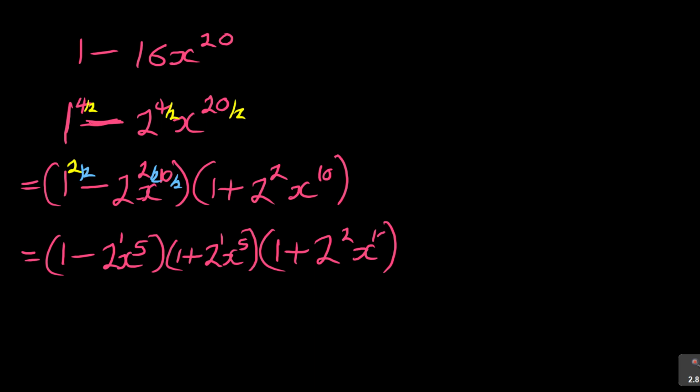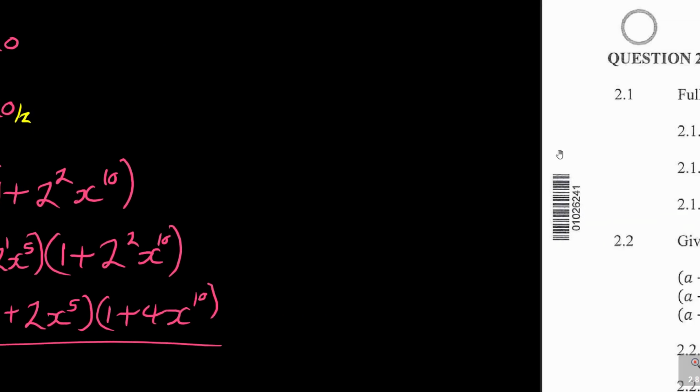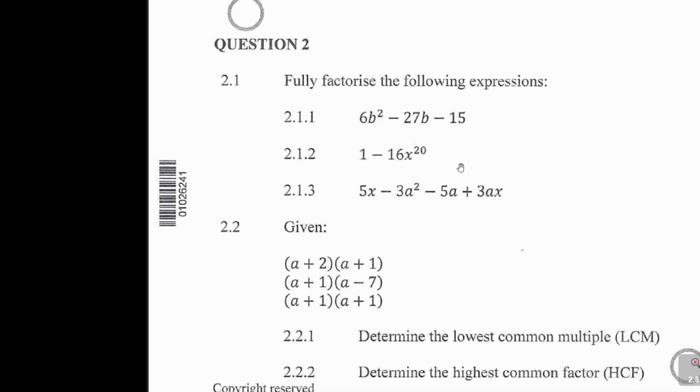This was the one that we left with the plus. Then that's the end. You simplify this: 1 minus 2x to the power 5, and then 1 plus 2x to the power 5, and then 1 plus 2 squared, which is 4x to the power of 10. Just need to be sensitive here. Again, check my previous videos, and the textbook that I have covers that.